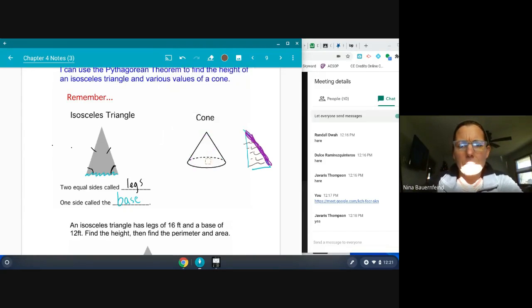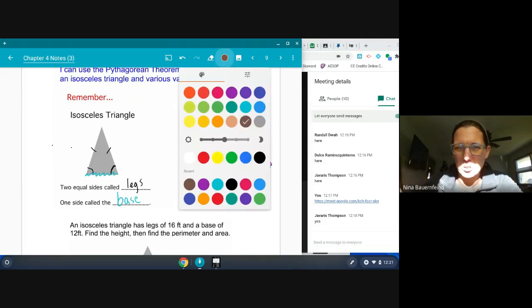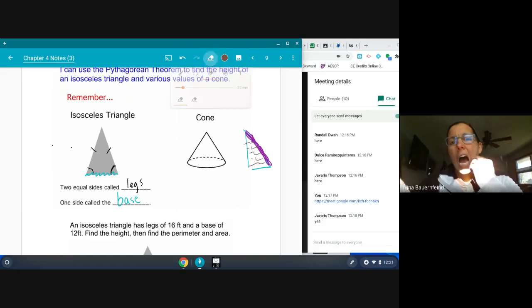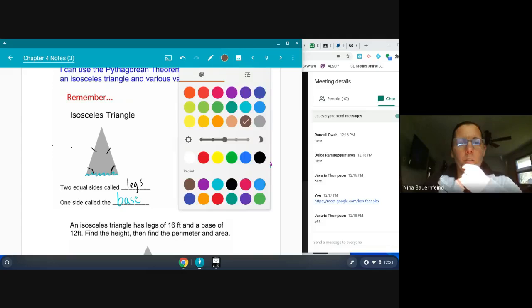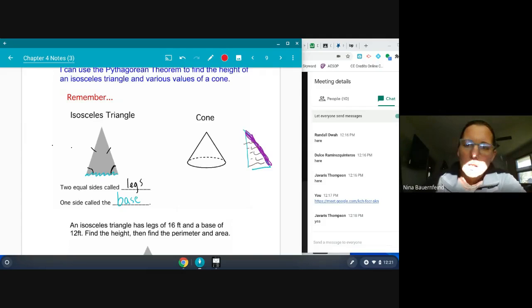And then there's different pieces that we have to label. So this right here, this red line would be like if you were right here at the tip of the cone and you cut straight down.